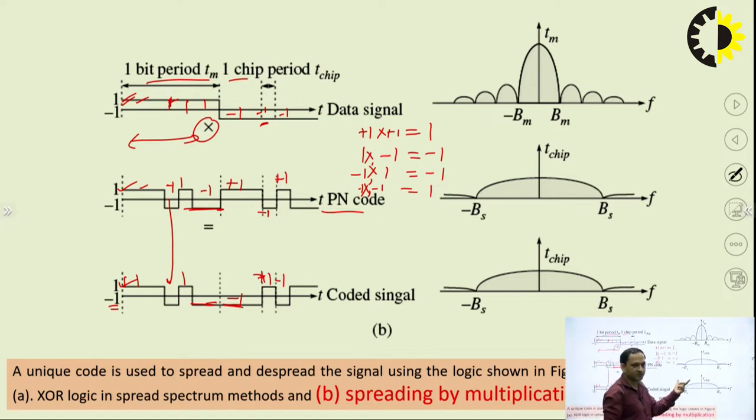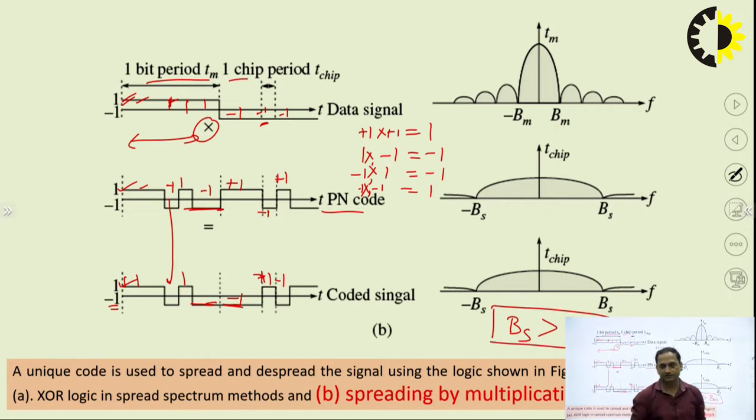And in the frequency domain, we can see if this is the bandwidth of the message signal and this is the bandwidth of the PN sequence, then the output bandwidth will be the bandwidth of the PN sequence. Whatever the bandwidth of the PN sequence is, the signal will be spread over the same bandwidth. So in short, if BS is the bandwidth of the spread signal, it will be greater than the bandwidth of the message signal. This is a very, very important result which we can observe in this case, right? I hope this point is clear to all of you.